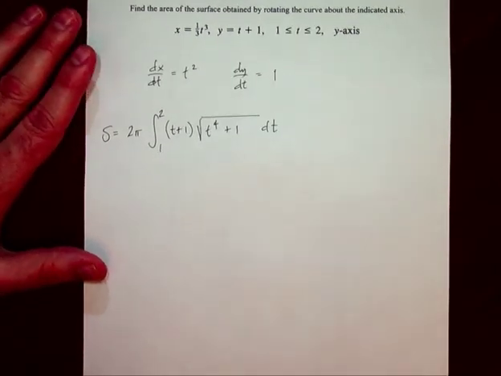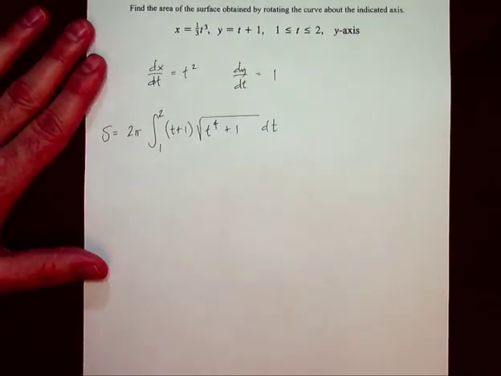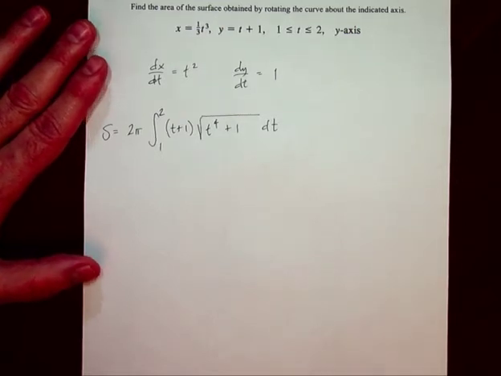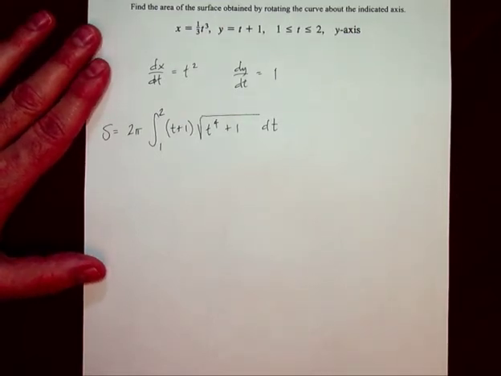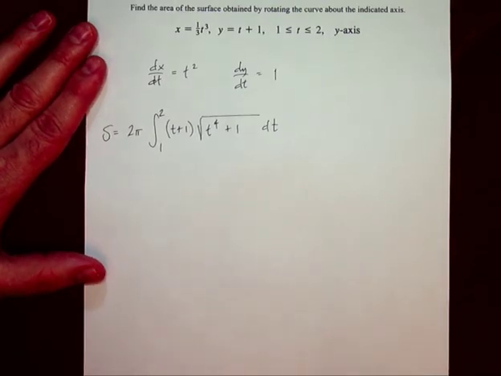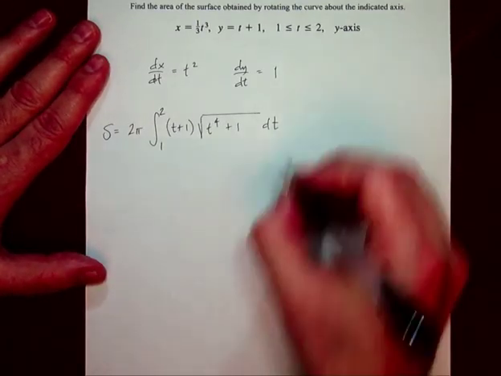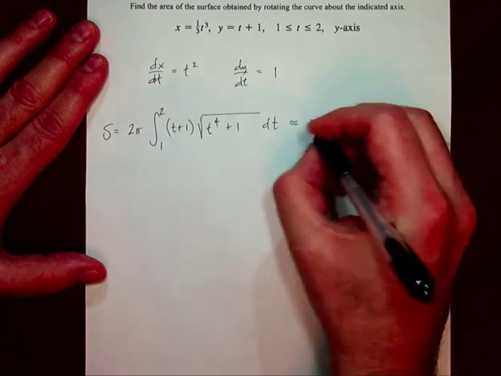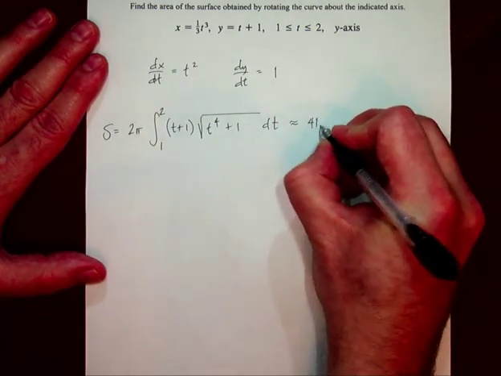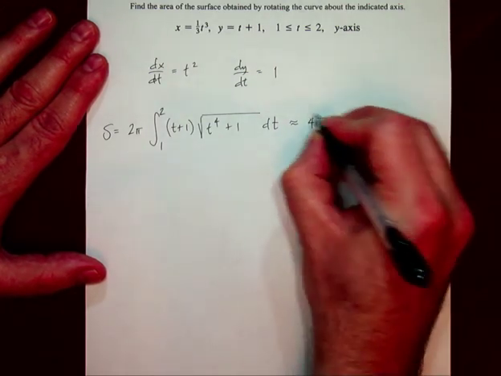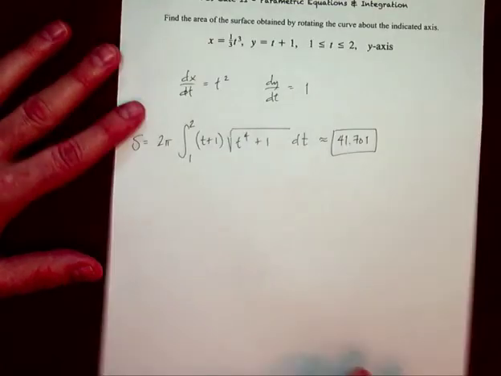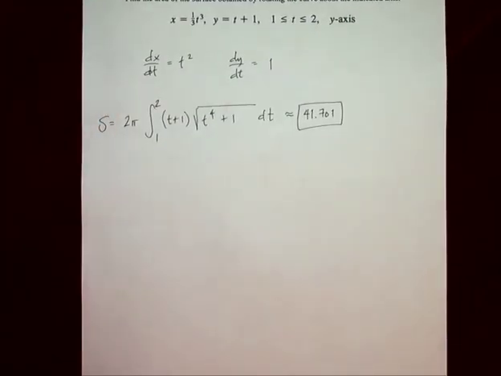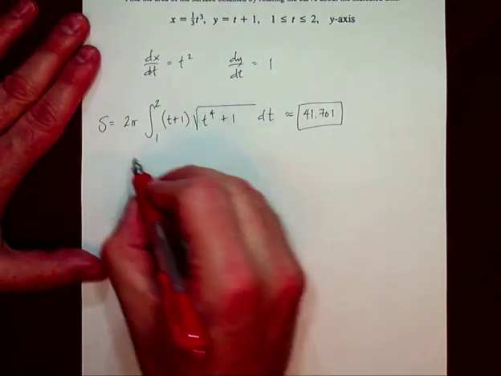And you could probably do this one by hand. Yeah, you would probably have to do it by trig sub. I didn't try to do it by hand. I just went ahead and loaded it into my calculator. And this one actually approximates to 41.701. Okay.